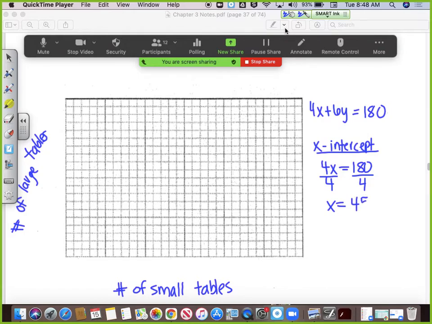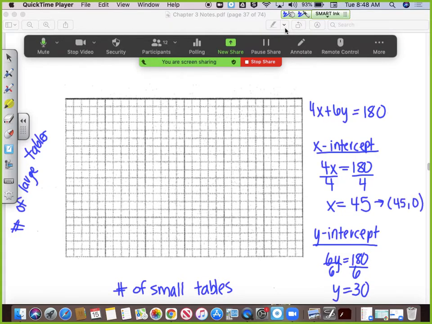45. Perfect. And then for the y-intercept, you do the opposite. So you cover up the 4x, and you just write down the 6y equals 180. And then you solve that by dividing by 6, and what do we get for the y-intercept? 30. So that means that we would plot the point 45, 0 on the graph because the x-intercept, y is always 0, which is why we cover it over and we don't use it. And then vice versa, the y-intercept will be 0, 30.